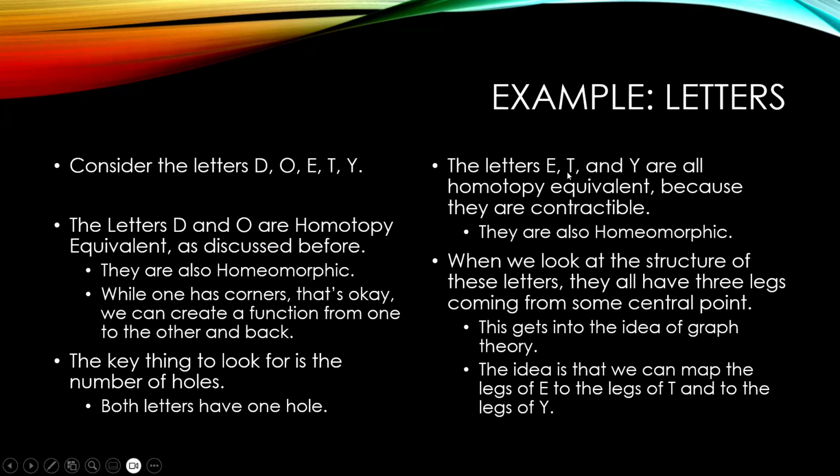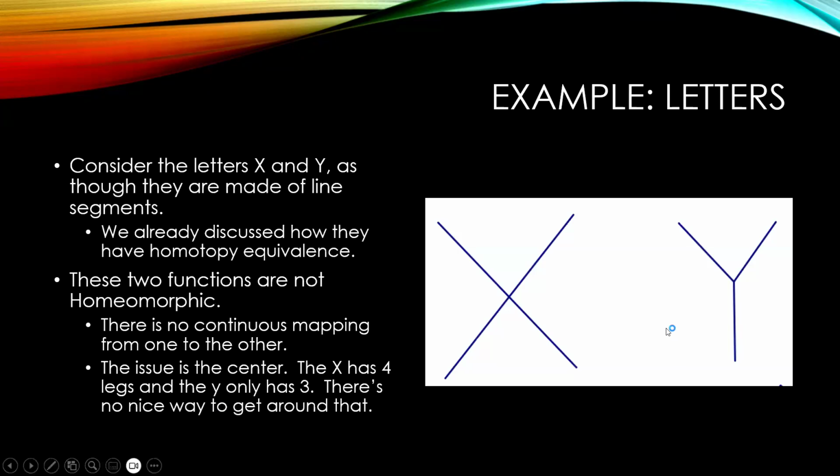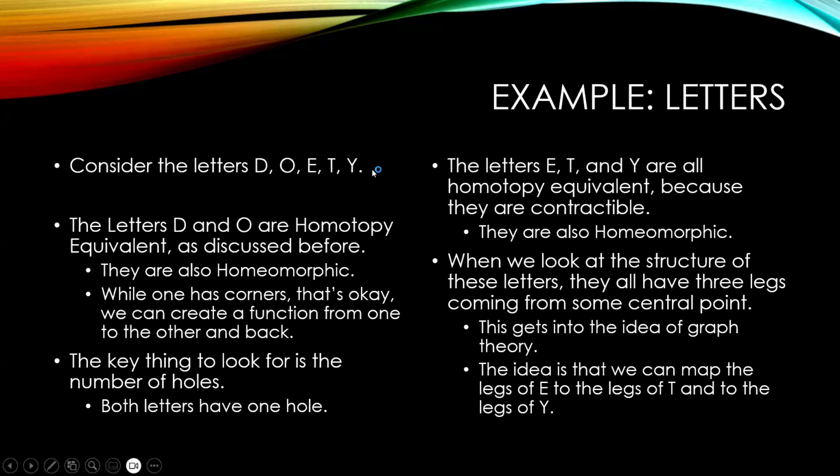When we think of the letters E, T, and Y, they are all homotopy equivalent because they're all contractible, but they are also homeomorphic. When we think of the previous example, the X and the Y, these were not, because at this point, there were four legs coming out of it, while this one only had three legs coming off of it. In this case, when we look at the E, the T, and the Y, they all have a point where there are three legs coming off of it. And so for the Y, it's at the center. For the T, it's at the top. And for the E, it's the center left. There are three legs coming out of it.